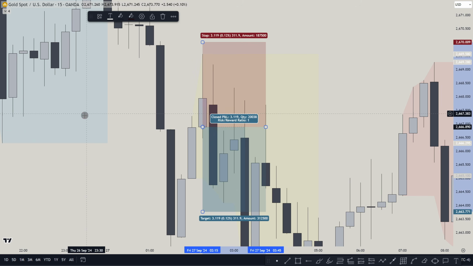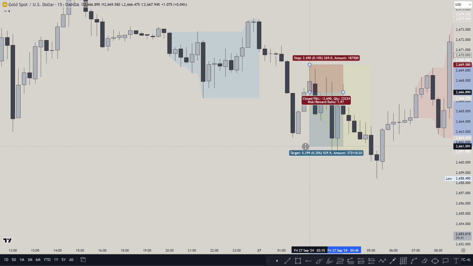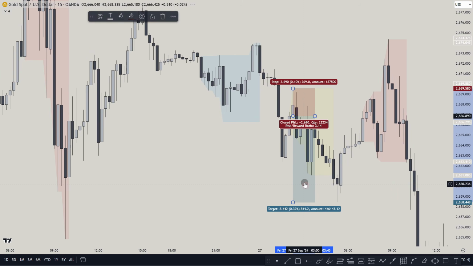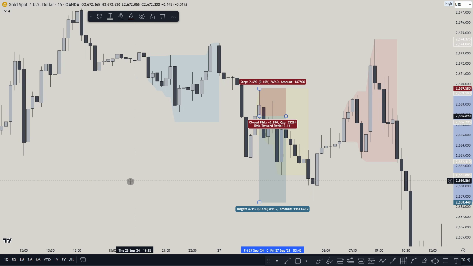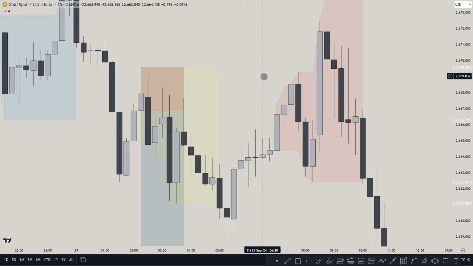What you could have done is enter here to close above the order block and target this low here. This is only 1.7 to 1. And you could have gotten about 3 to 1 from this. This is no lower time frame confirmation, only same time frame. Now, what we can see here, we say this is invalid.